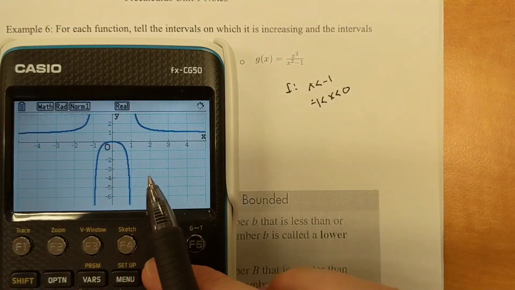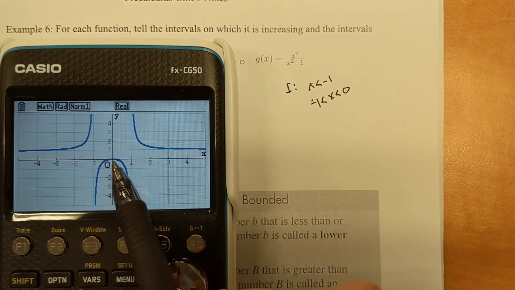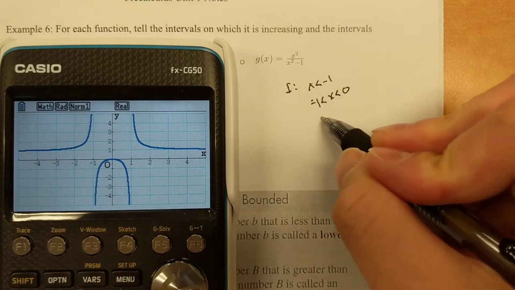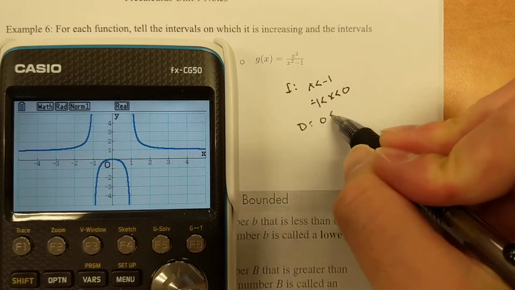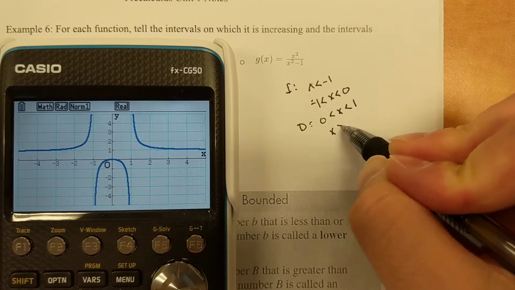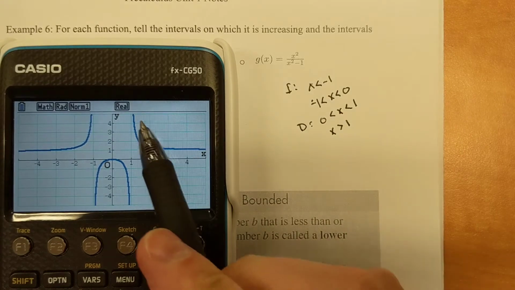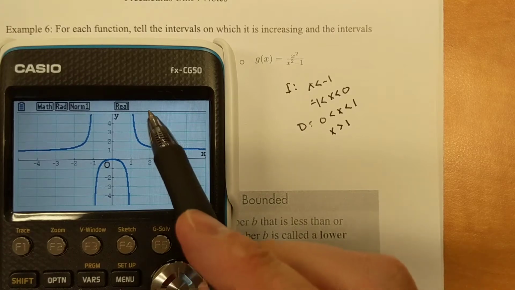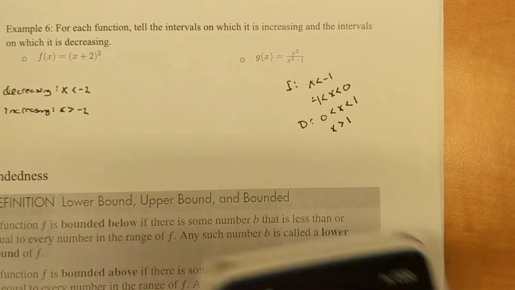And then I've got this piece over here, so that is decreasing for 0 less than x less than 1, and then the second piece also, x greater than 1. That's this piece right here. It is decreasing as I read from left to right.